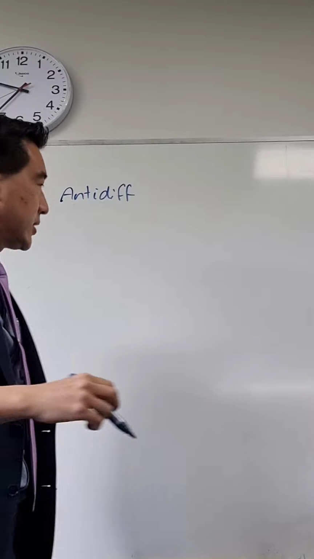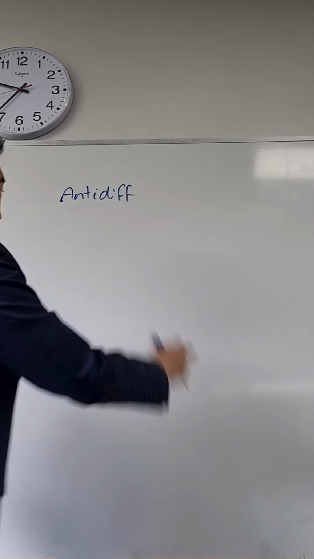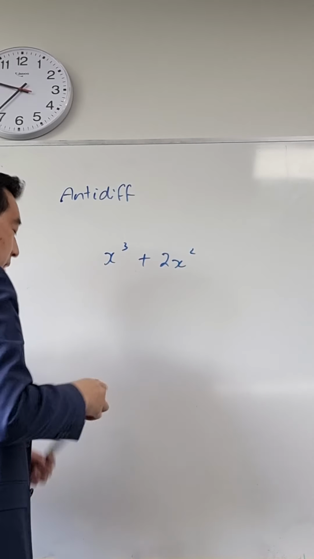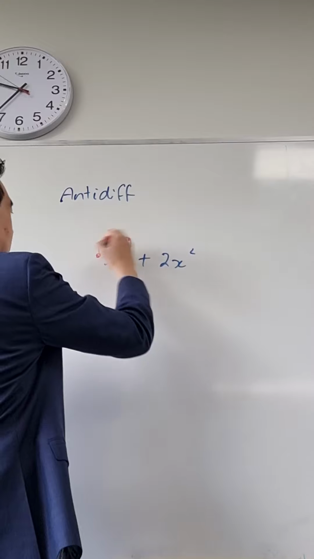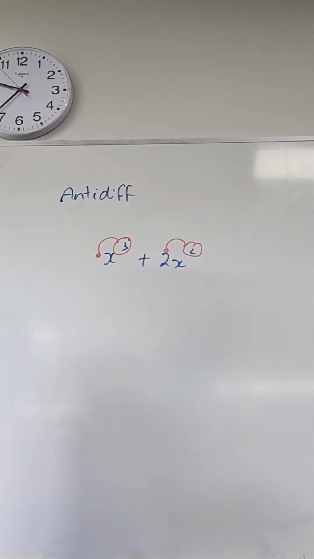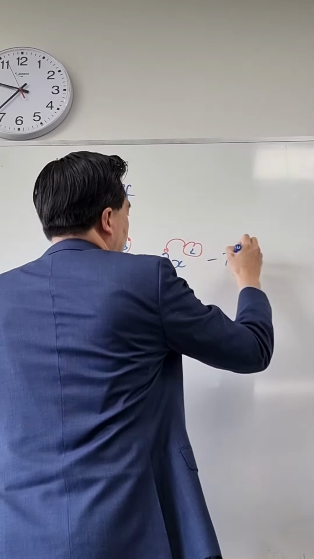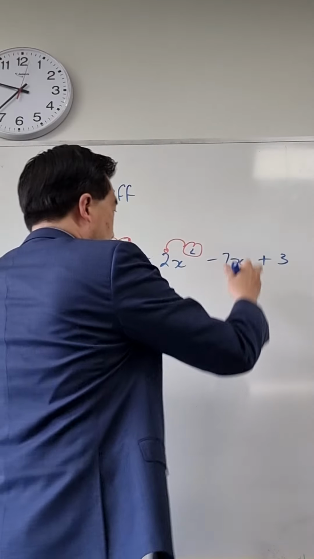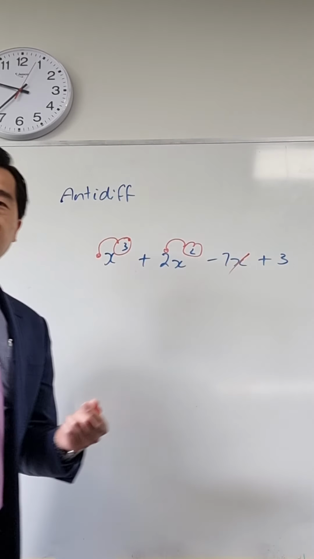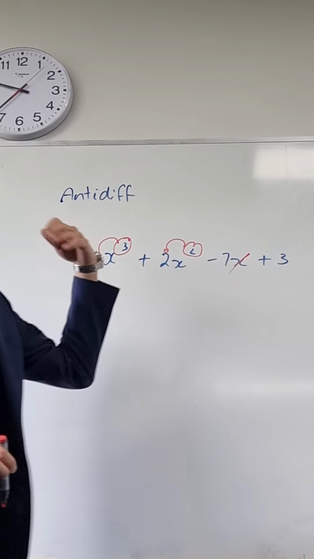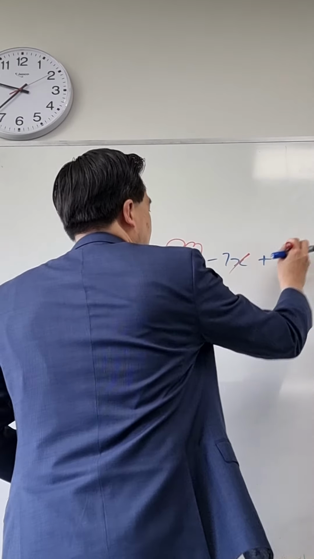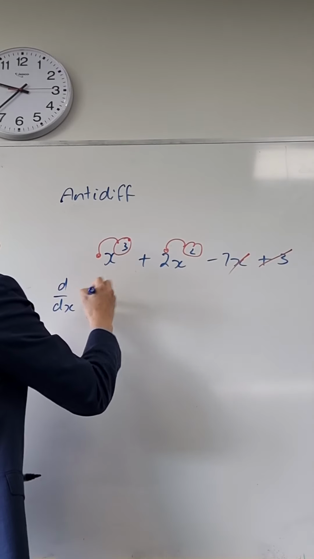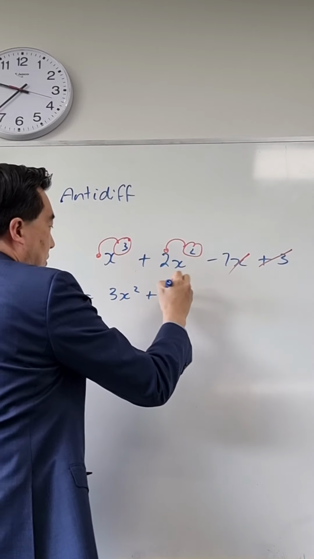Antidifferentiation or integration is the opposite process to differentiation. Remember, when you differentiate something, you bring the power down to the front, or multiply by what's already there, and you subtract 1 from the power. If it's just a number with the x power, then the x essentially disappears because it becomes a power of 0. And if it was just a number, that essentially becomes 0, so that's gone. The derivative of this, remember there's a few ways to write that, would be 3x squared plus 4x minus 7.